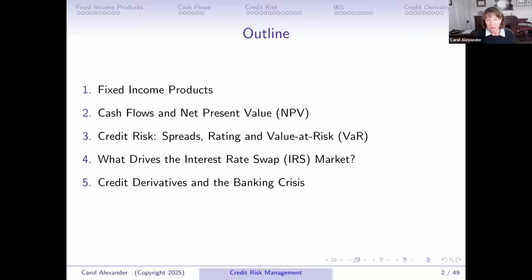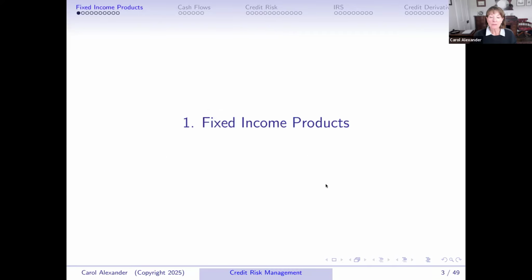We're going to focus on the interest rate swaps. They are more complex: how to find a swap rate, and also what are the factors that are driving this enormous market, the biggest market in the world. Finally, we'll look at credit derivatives and how their trading precipitated the banking crisis of 2008. So, first of all, fixed income products.